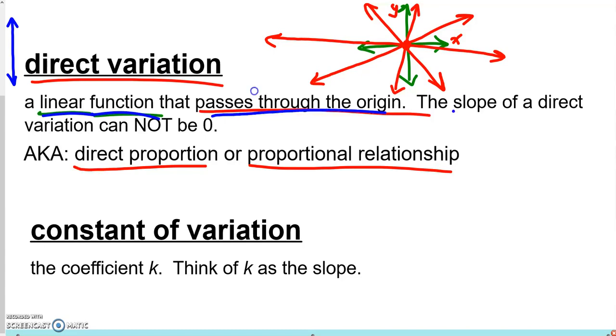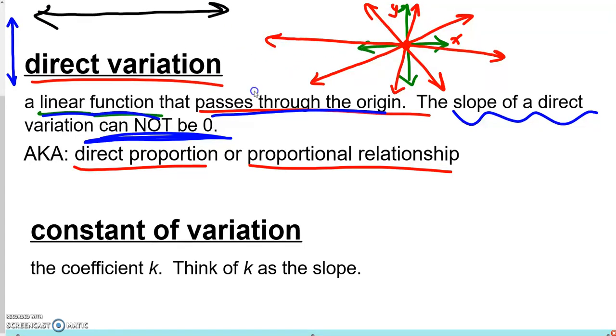One more thing. The slope cannot be 0. Remember, anything with a slope of 0 is horizontal, flat. So we're not allowed to have a horizontal line as a direct variation, and we're not allowed to have a vertical line as a direct variation.